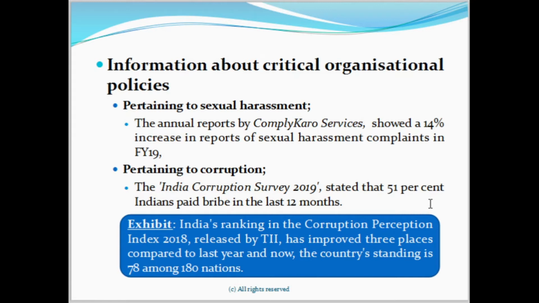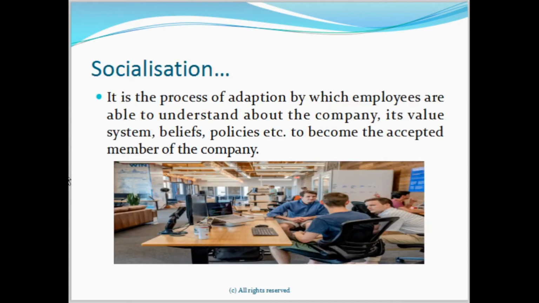Let's move to socialization. Let's understand what socialization is all about. Socialization is again a process of adaptation by which employees are able to understand the company, its value system, beliefs, policies, etc., to become an accepted member of the company. Basically saying that the new employee has been accepted by the existing members of the organization and they have developed a sense of belongingness.